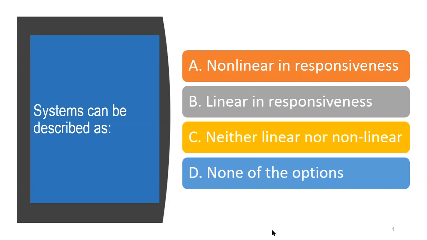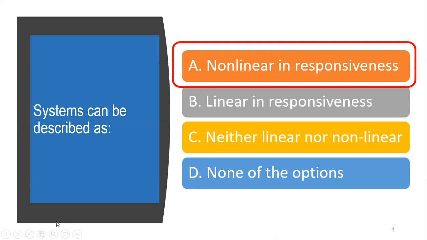Systems can be described as non-linear in responsiveness. Remember, systems are not linear in responsiveness. So making a change to one aspect of a system does not necessarily mean you will experience that same change across the board. So systems are nonlinear in responsiveness. It's probably worth opening up chapter 2 and reading a little bit about systems properties. I cannot guarantee you will not get this on the exam.